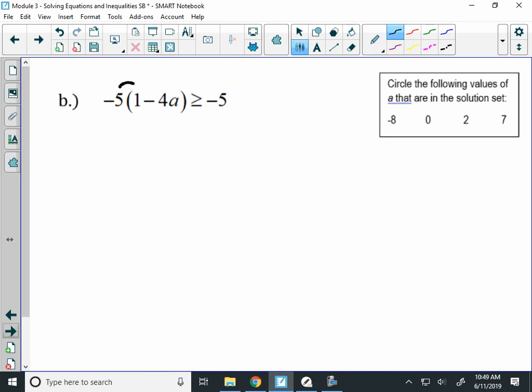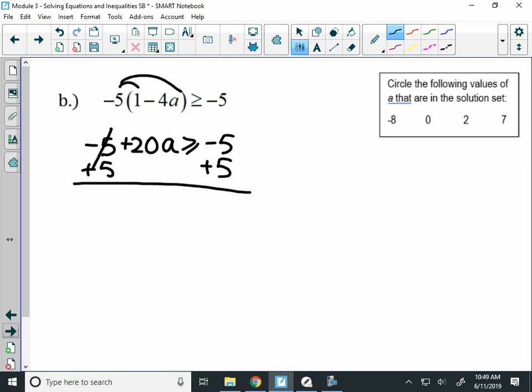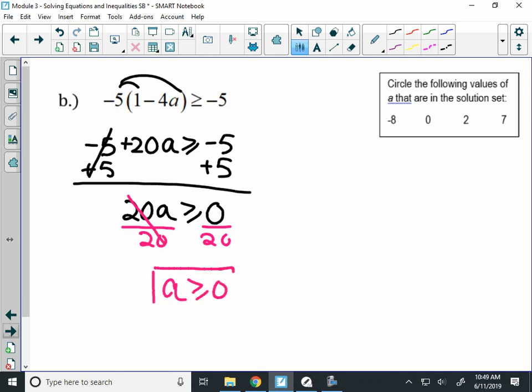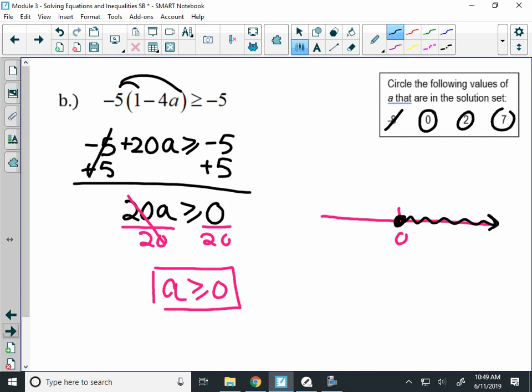For part b, start again with distributing. Negative 5 plus 20a is greater than or equal to negative 5. So I'm going to start by adding 5 to both sides. 20a greater than or equal to 0. And then I have to divide by 20. Well, 0 divided by anything is 0. So I have all the values of a that are greater than or equal to 0 are my solution. So just like we did, if I was at 0 here, my answer includes 0, could be equal to 0 or greater than 0. So that would include 0 on here. Negative 8 is less, 2, and 7.